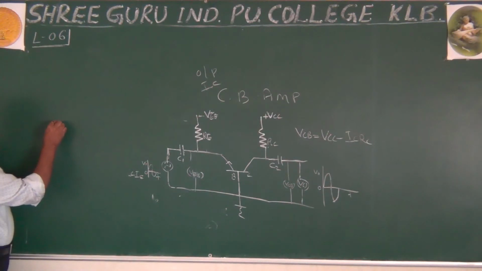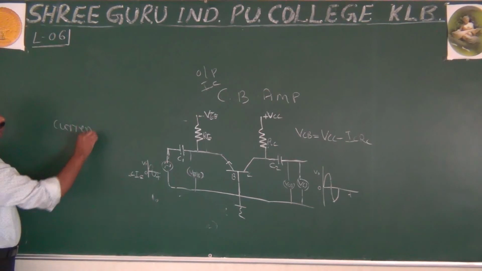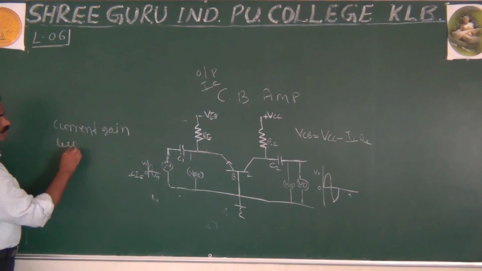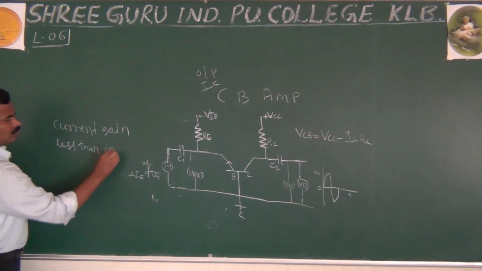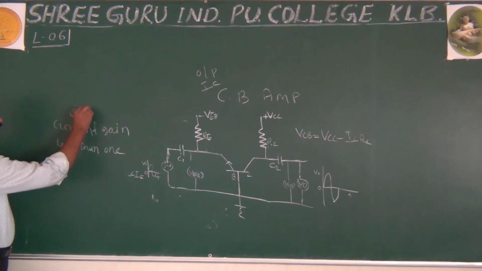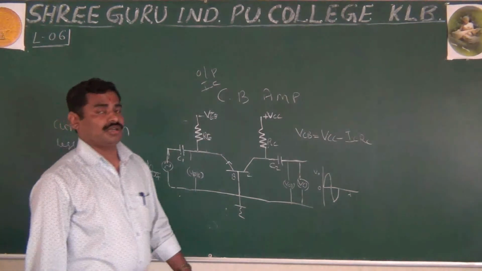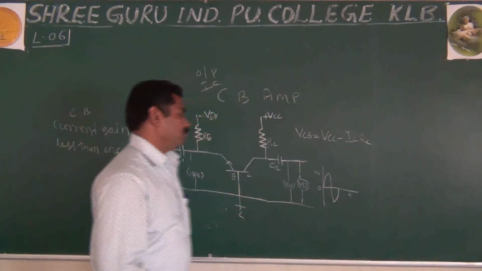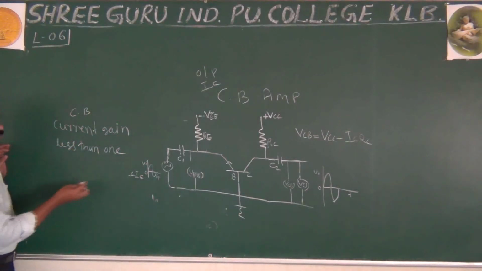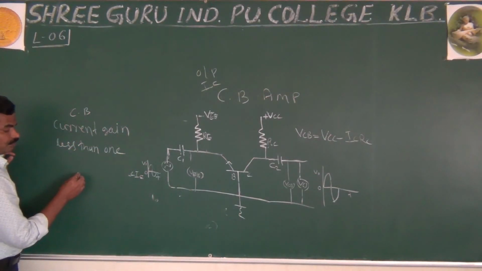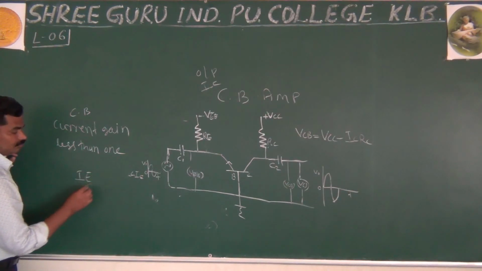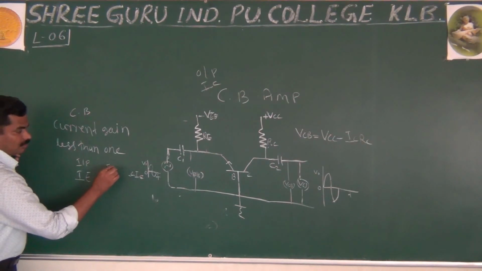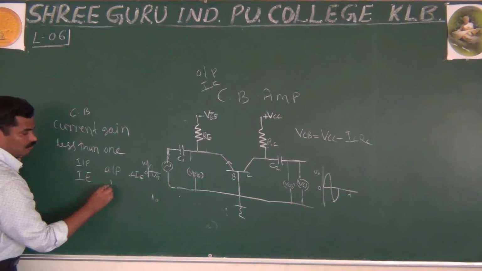the current gain in your common base amplifier is less than 1, right? And because of this reason, the current gain is very small, less than or equal to 1. As we know, in the input section that is IE in your input, and IC, the IC in your output.